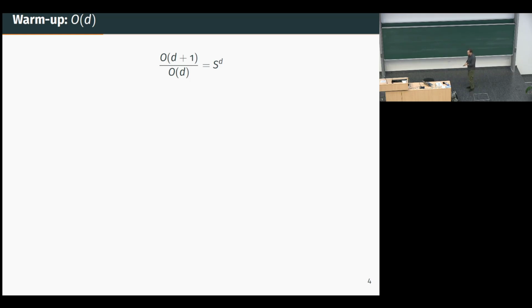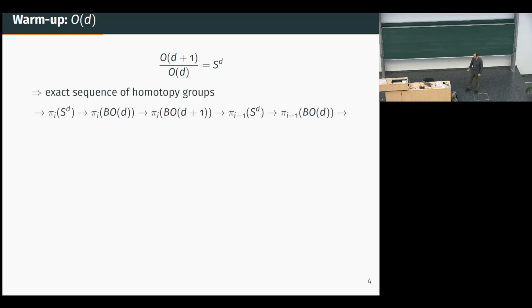And so that sort of suggests an inductive scheme for proving things about OD, namely you do it by induction on D using the fact that the difference between two orthogonal groups is a sphere, and maybe we can think about the sphere. So this line of thinking gives a so-called long exact sequence of homotopy groups that relates the homotopy groups of OD, OD plus 1, and the D sphere.